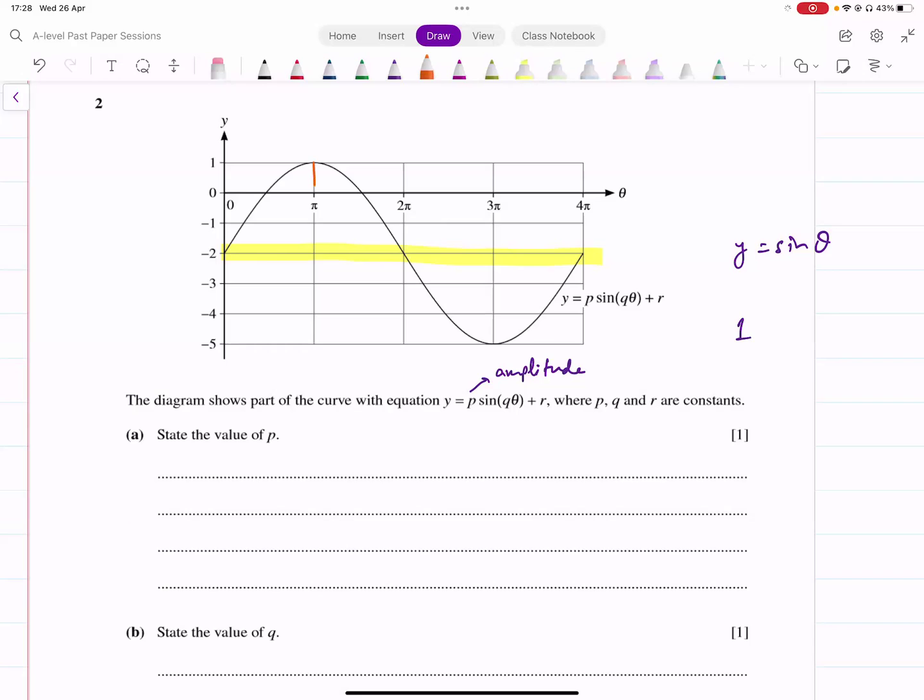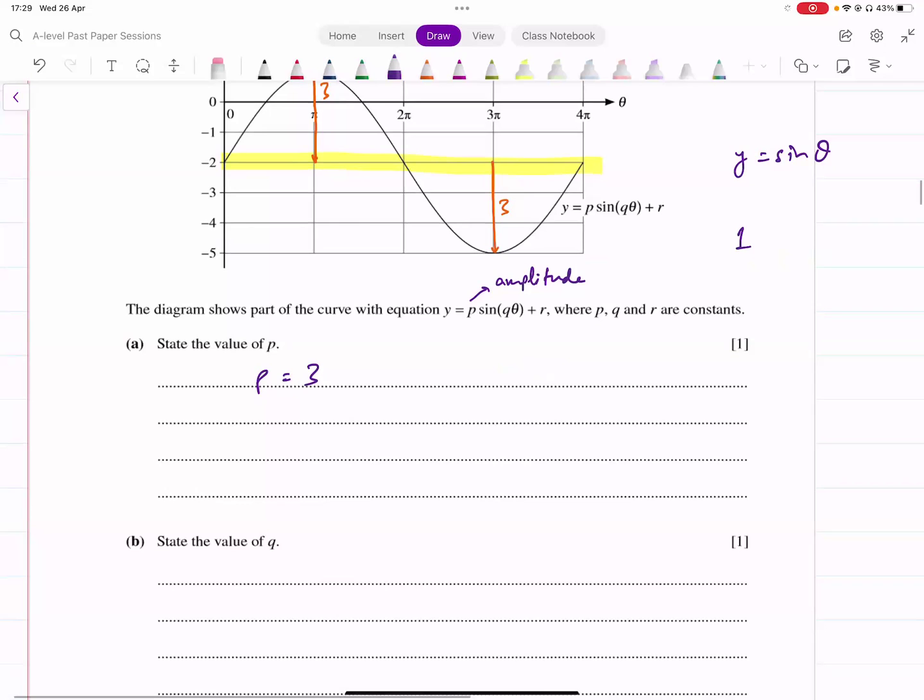You see you have 3 units here maximum on the upper side, and you have 3 units going down on the lower side as well. The maximum distance from the baseline, how much is that? That's 3 units. So the amplitude of this graph that you have here is 3 units. तो जो p की वैल्यू यहाँ पे होनी चाहिए वो क्या होनी चाहिए, वो 3 होनी चाहिए। p should be equal to 3 here. Okay, now it says state the value of q.